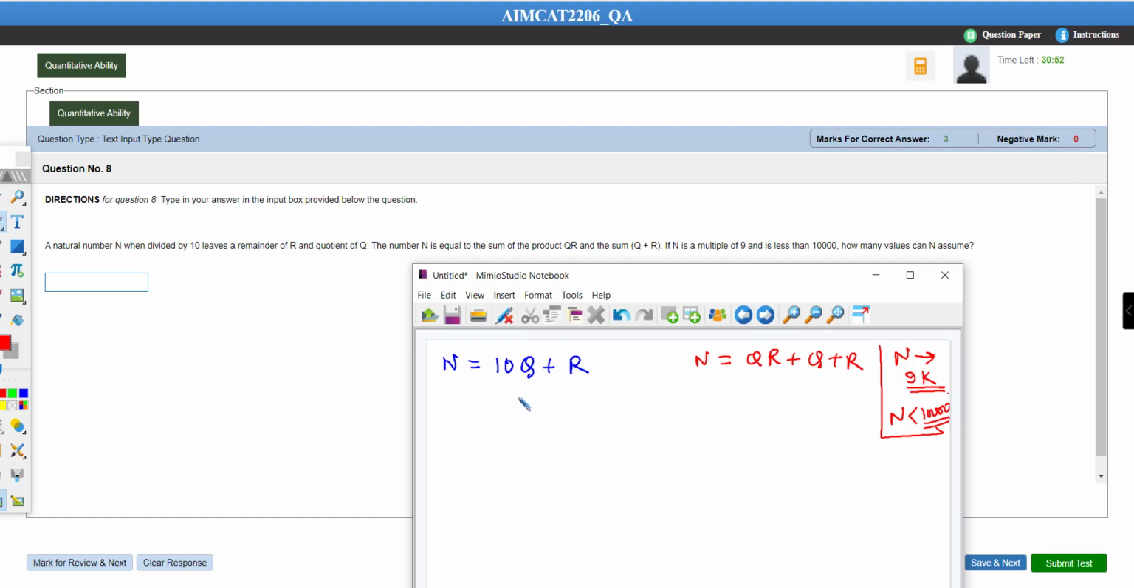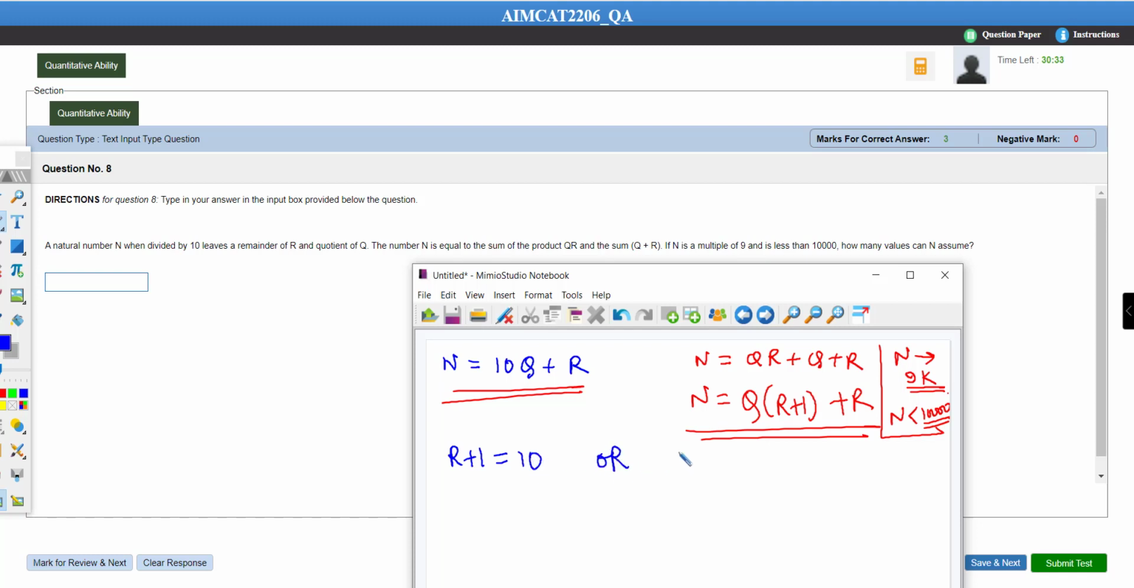Over here n is equal to what? Tell me. q times r plus 1 plus r. If I compare these two, what can I conclude? I can conclude that the value of r plus 1 is supposed to be 10, or the value of q is equal to 0. These are the two things that we can conclude. If q is equal to 0, then over here r is equal to 9. Over here, when we divide a number by 10, the remainder is r, means the value of r has to be less than 10.